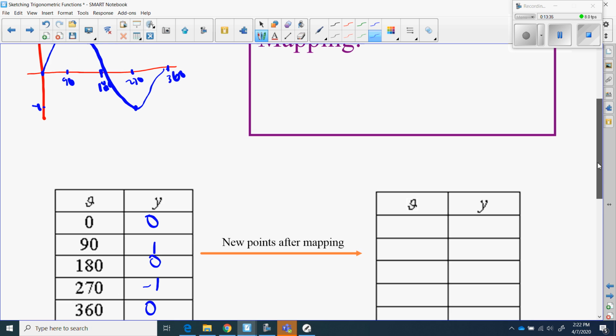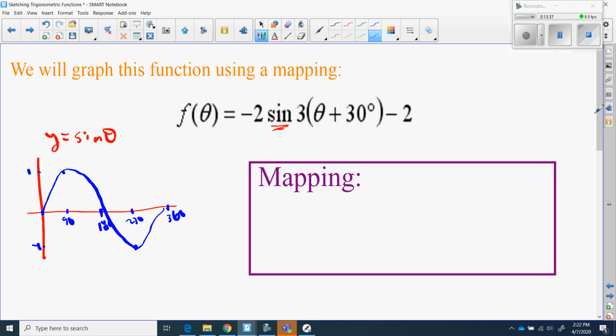Well, we're going to write out the mapping rule that would go with this. So theta instead of x, I'll just call it theta, but you can put x there, it really doesn't matter. Theta, comma, y, those are my base points. What am I going to do to them? So this is the symbol that means maps to. And now you're going to write out the mapping rule that would turn this base graph into this new function.